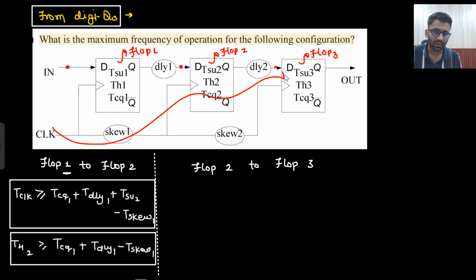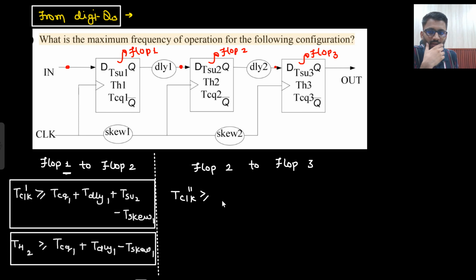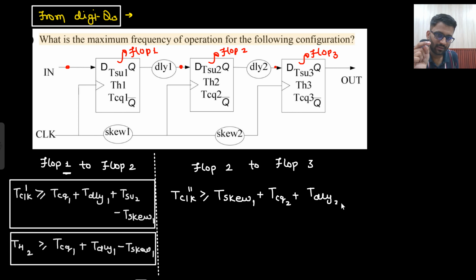So now I am working from here to here. A very interesting thing will come. You need to tell me, what am I going to write? T clock. If I call this T clock dash, then this will be T clock double dash. So tell me now what I will write. T skew 1. First the skew will come, because if I am going in this path, skew is coming. So T skew 1 plus clock to Q plus then this delay.